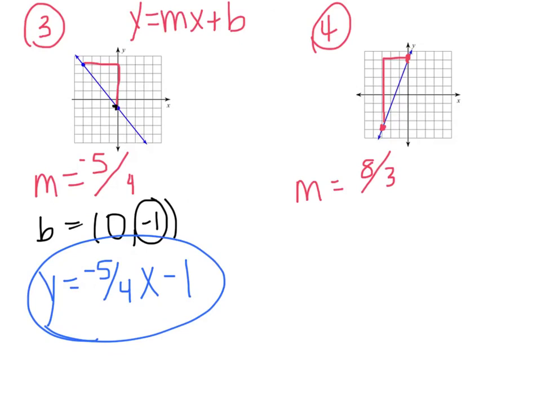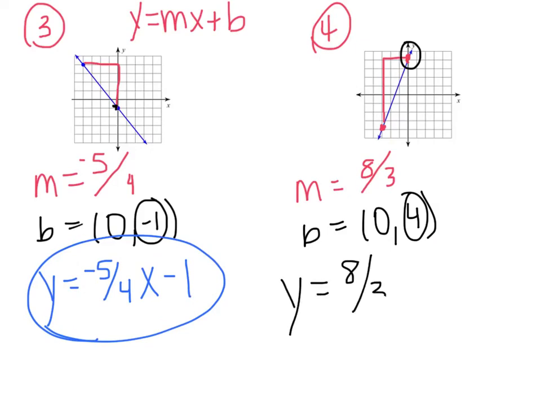And now we want to find out what is our b. And that is going to be your y-intercept, and that is this one right here. And remember, it's always going to be 0, 1, 2, 3, 4. So now we're going to use that 4. We're going to plug it in. y equals 8/3 x plus 4.